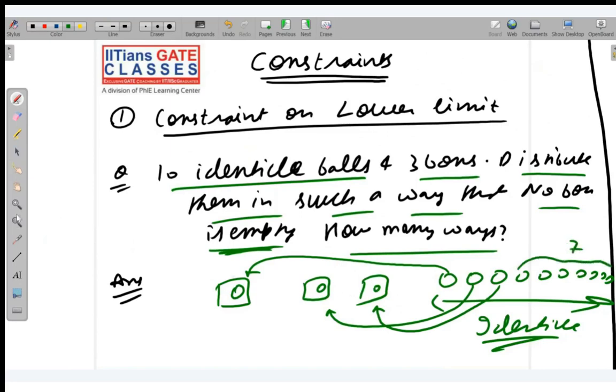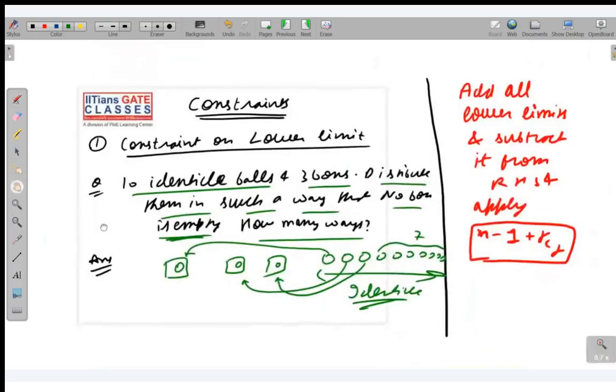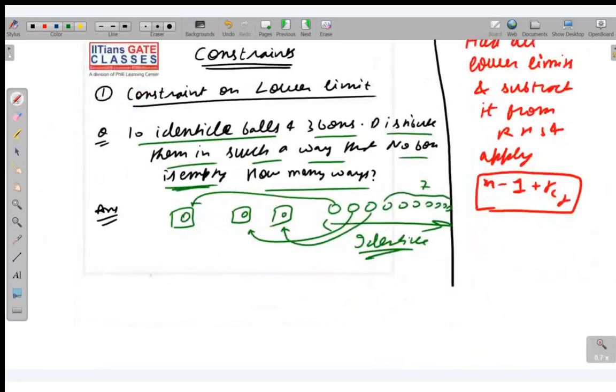So now I will shift the problem. What I will say is: now the number of balls in box 1, the number of balls in box 2, the number of balls in box 3.